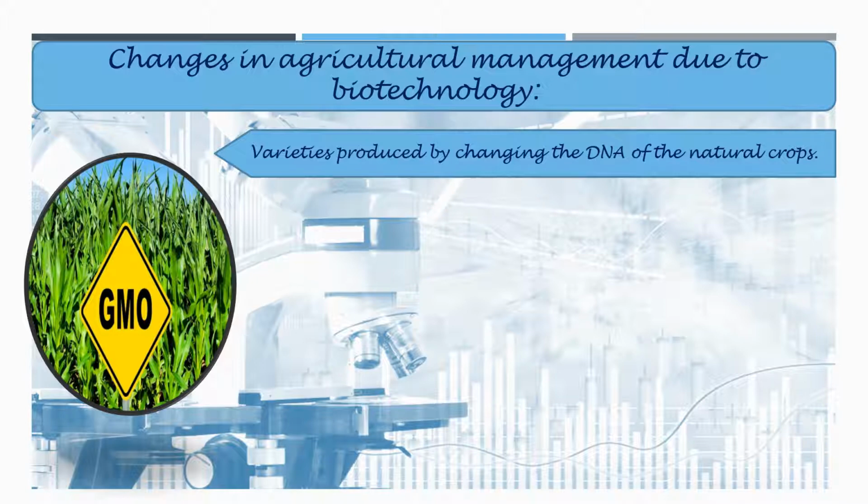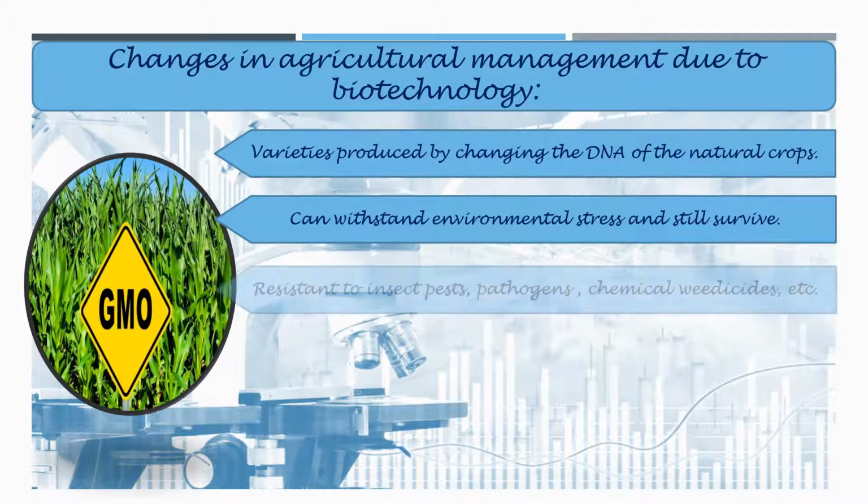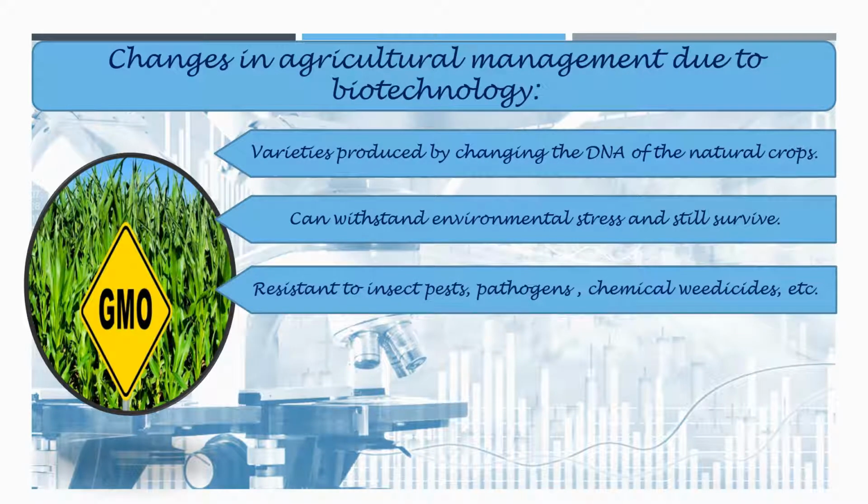And naturally occurring varieties cannot withstand environmental stresses, but GM varieties can withstand environmental stress and still survive. They have the ability to grow in any such adverse conditions. And GM crops are resistant to insects, pests, pathogens, chemical weedicides, etc. Therefore, the use of harmful pesticides can be reduced, decreasing in turn the pollution.